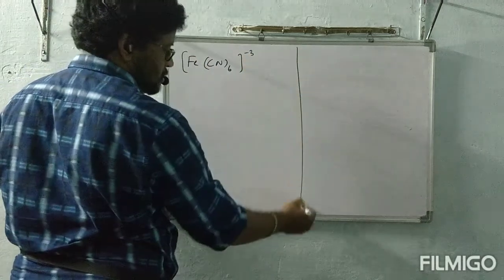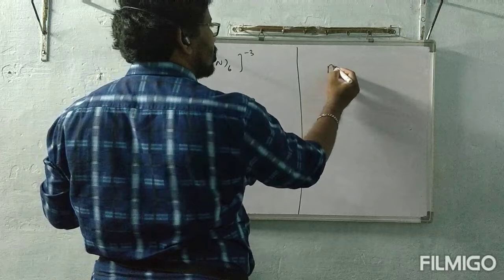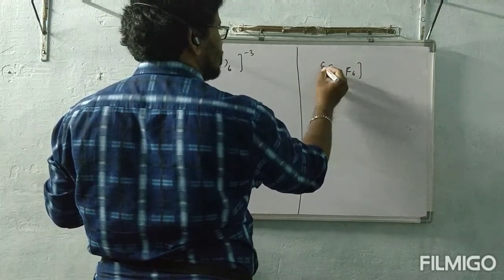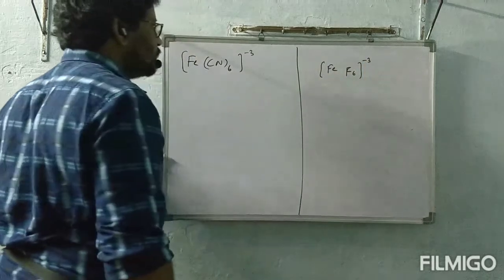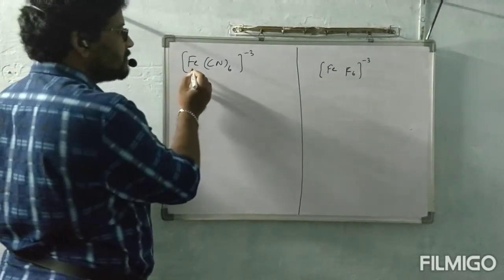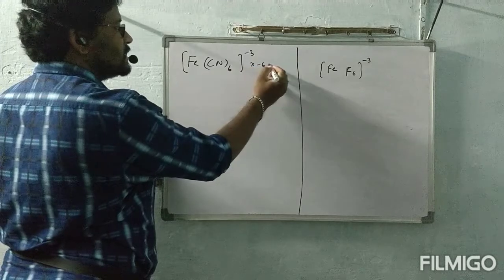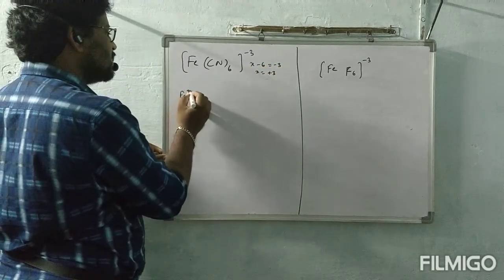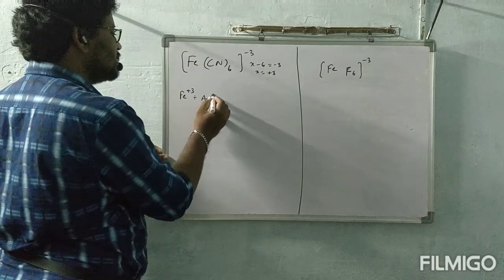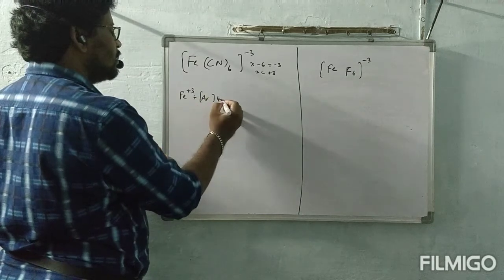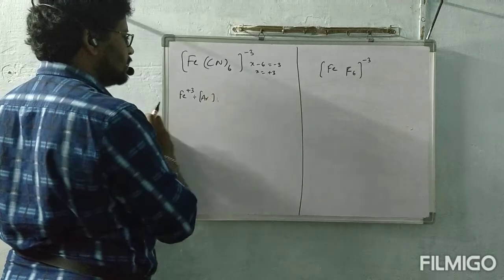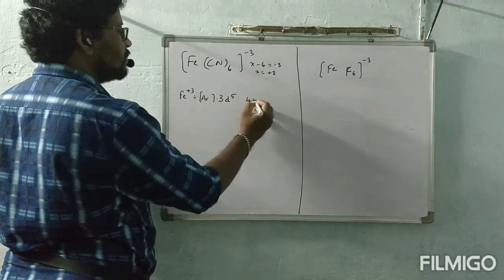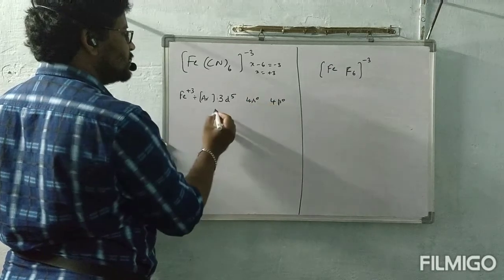FeCN6 minus 3 and FeF6 minus 3. Let the oxidation number of iron be x. X minus 6 is equal to minus 3, so x is equal to plus 3. So we are going to write the Fe plus 3 configuration. The Fe plus 3 configuration is argon 3d5.